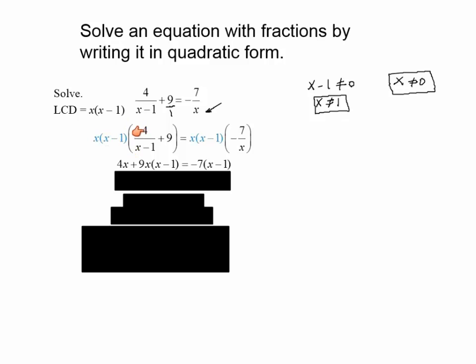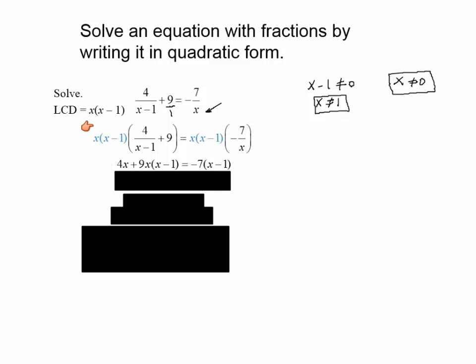First term would have 4 times x right here. If I distribute x times x minus 1 with the second term, I would get 9x times x minus 1. And finally, if I multiply the LCD by this last term here, x over x returns to 1. So you would get minus 7 times x minus 1.